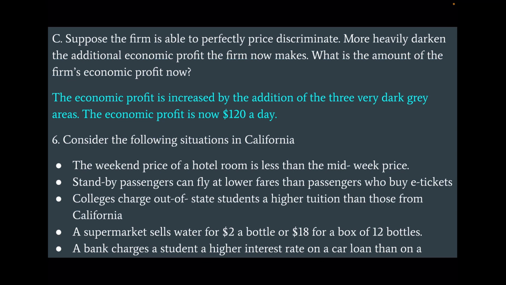Consider the following situations in California. The weekend price of a hotel room is less than the midweek price. Standby passengers can fly at a lower price than passengers who buy e-tickets. Colleges charge out-of-state students a higher tuition than those from California. A supermarket sells water for $2 a bottle and $18 for a box of 12 bottles. A bank charges a student a higher interest rate on a car loan than on a student loan.